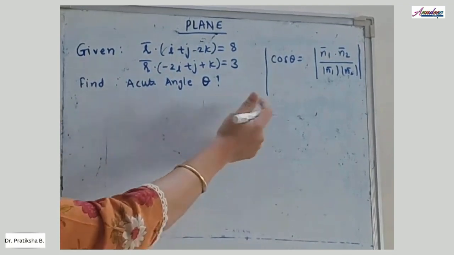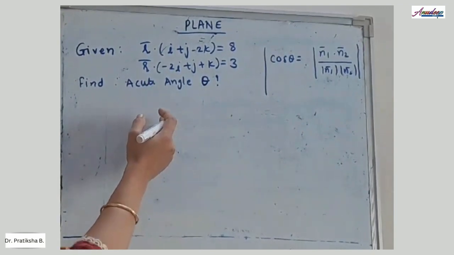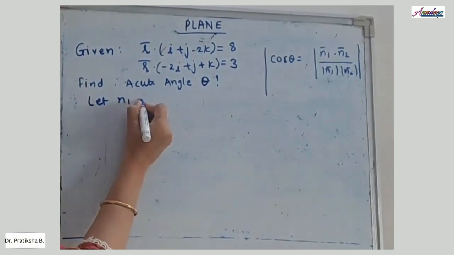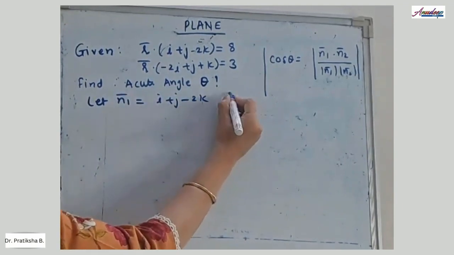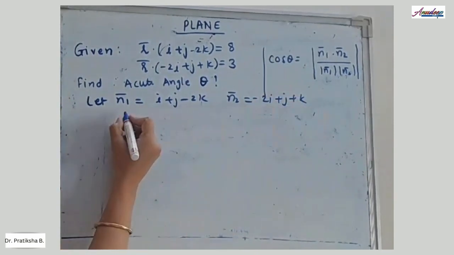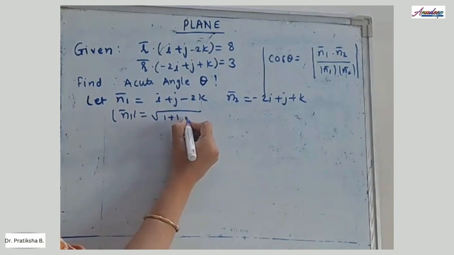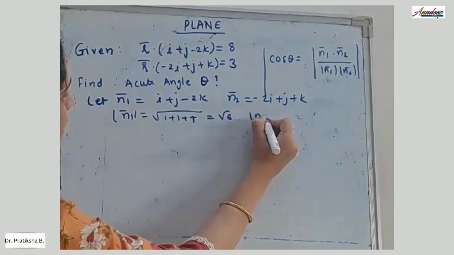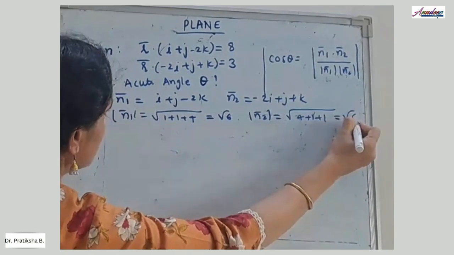For this we can use the formula cos theta equal to n1 dot n2 upon the product of their moduli, where n1 and n2 are the normals of the respective planes. Here let me assign n1 vector equal to i plus j minus 2k and n2 vector equal to minus 2i plus j plus k. The modulus of n1 is the square root of 1 squared plus 1 squared plus 2 squared, that is root 6. Similarly, the modulus of n2 is 4 plus 1 plus 1, again root 6.